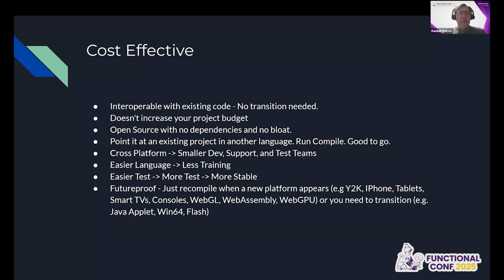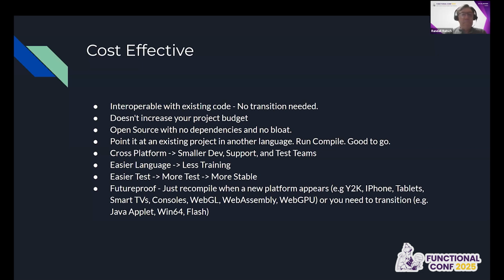Would it be cost effective? If you're publishing into a native language, it should be interoperable with existing code. So you're not really requiring a transition. You're not increasing your project budget because you're not really adding anything new. It should be open source with no dependencies and no bloat, so you don't add anything that creates negative friction toward adopting. You should be able to point it at an existing project in another language, run the compile button, and you should be good to go.